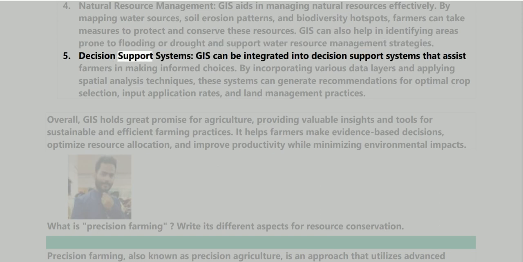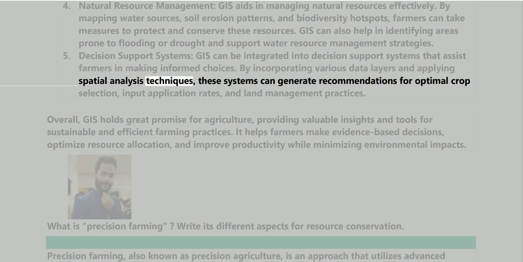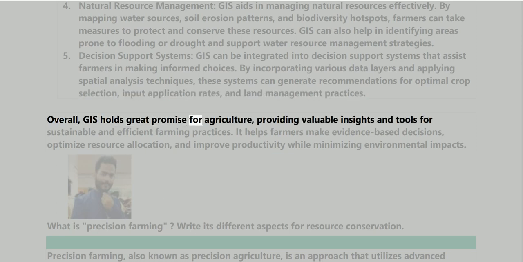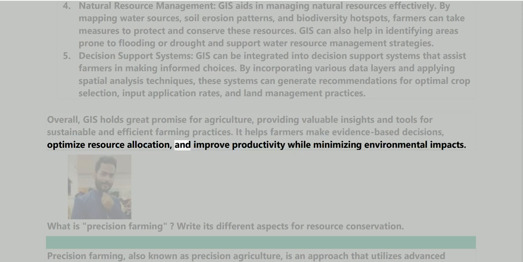5. Decision support systems. GIS can be integrated into decision support systems that assist farmers in making informed choices. By incorporating various data layers and applying spatial analysis techniques, these systems can generate recommendations for optimal crop selection, input application rates, and land management practices. Overall, GIS holds great promise for agriculture, providing valuable insights and tools for sustainable and efficient farming practices. It helps farmers make evidence-based decisions, optimize resource allocation, and improve productivity while minimizing environmental impacts.